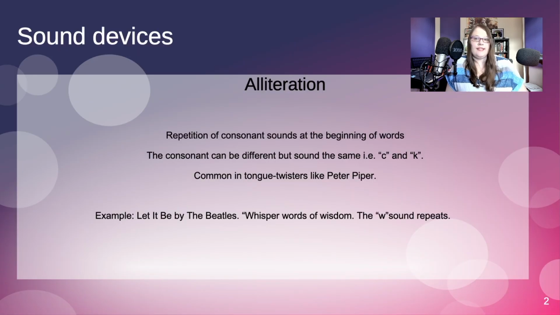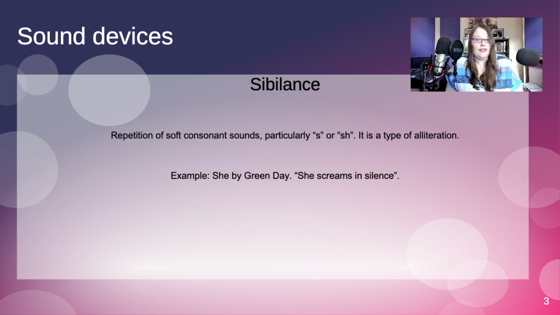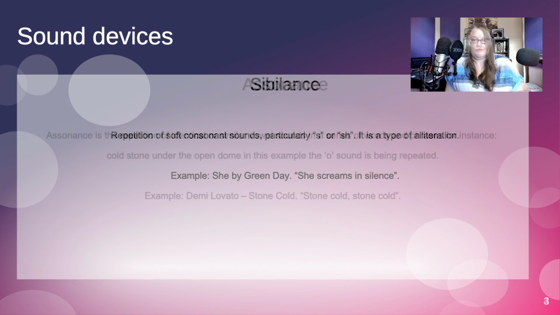Section 1. Sound devices. Alliteration. Alliteration is the repetition of consonant sounds at the beginning of words, even if the letters differ. For example, in the Beatles' Let It Be, in the lyrics "Whisper words of wisdom," the repeated W sound gives the line its soothing, flowing rhythm. Sibilance. A softer version of alliteration focused on S or sh sounds. For example, in Green Day's "She screams in silence," the hissing sound builds tension and mood.